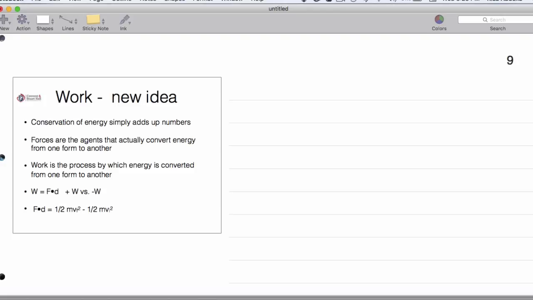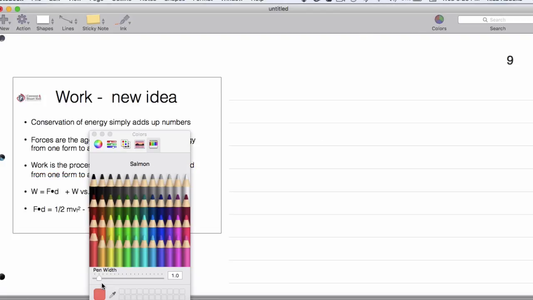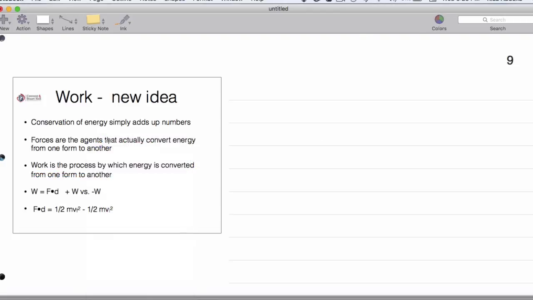I'm going to move on to the notion of work. So we said, okay, you've got energy at the beginning, and you've got energy at the end. We want to talk about the process of transforming from one form of energy to another, and work is the process by which, I'm going to say it this way, the means by which forces convert energy from one form to another.